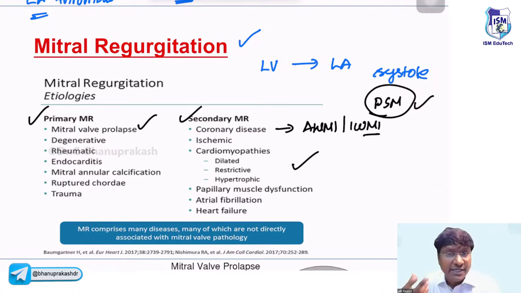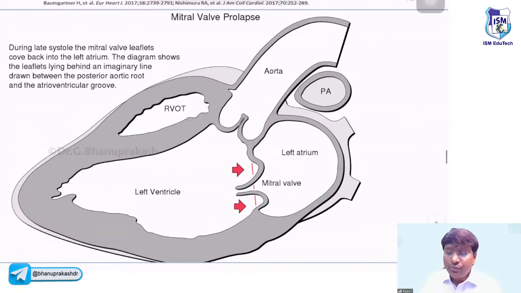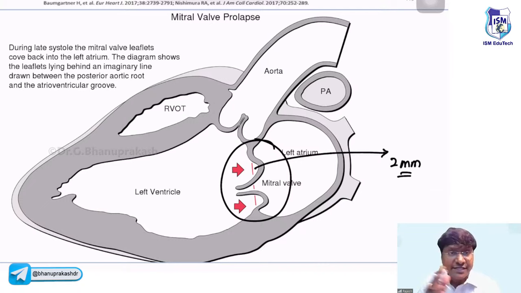Now, out of these, take mitral valve prolapse. When do we use this terminology called mitral valve prolapse? What is the criteria? The criteria for mitral valve prolapse is very importantly asked in your exam. The criteria is that the valve is prolapsing into the left atrium by almost 2 mm from the mitral valve annulus during systole. That is what is called mitral valve prolapse. And what is the most common cause for mitral valve prolapse? Please remember, the answer should be idiopathic.